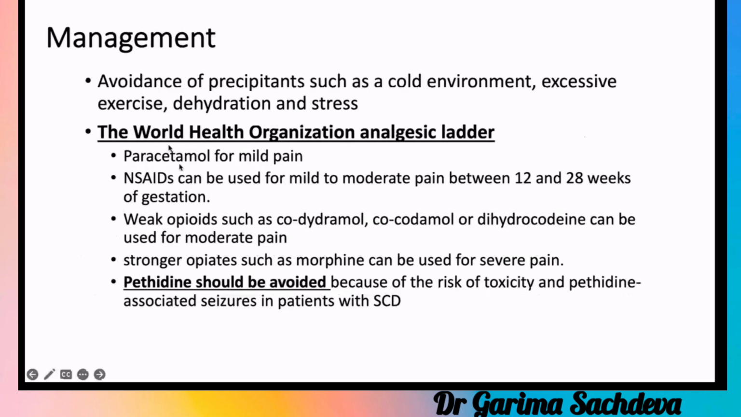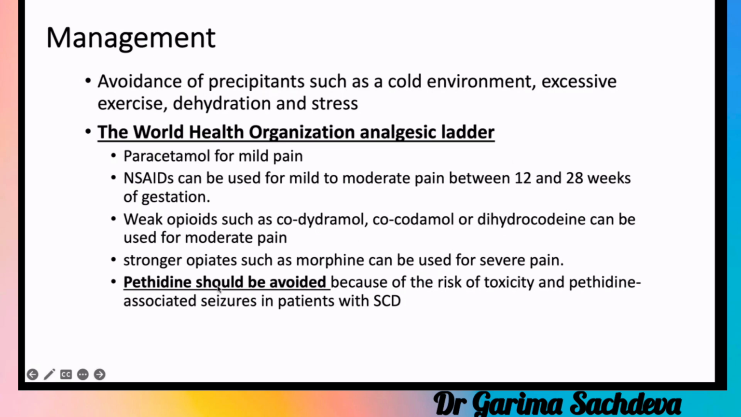For management of pain, ask them to avoid the precipitants like cold environment, excessive exercise, dehydration and stress. The WHO has given an analgesic ladder, so you go stepwise. If there is mild pain, you give paracetamol. You can give NSAIDs between 12 to 28 weeks of gestation. If there is moderate pain, you give weak opioids like co-dydramol, co-codamol or dihydrocodeine. If there is severe pain, you give stronger opioids.